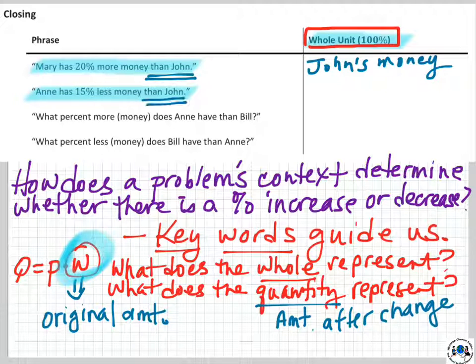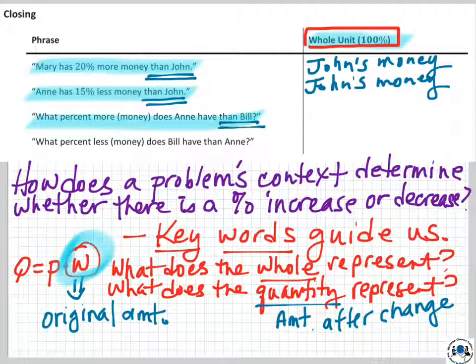Okay, the next one, Anne has 15% less money than John. Again, that whole than John. John's money would represent our whole unit, okay, 100%. And you can see you're starting to get the idea of the word than, and that's how that helps us out. What percent more money does Anne have than Bill? Of course, Bill's money is going to represent our whole unit.